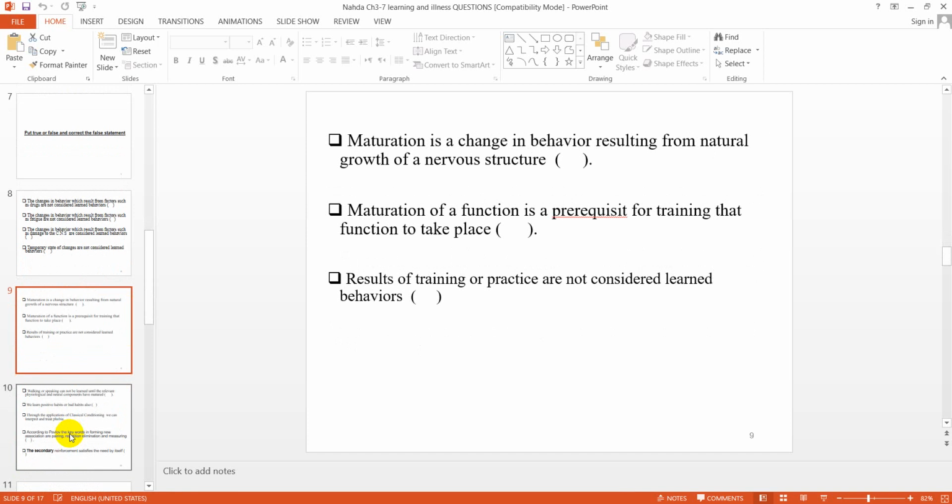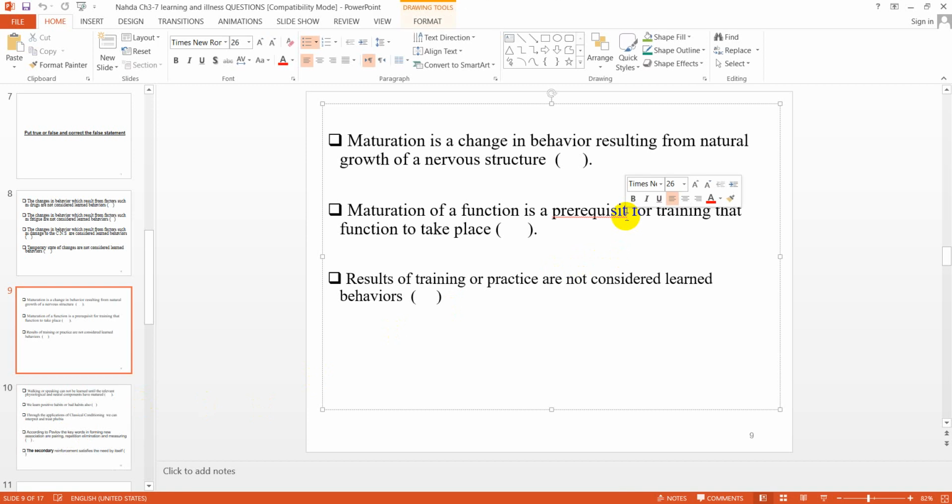Maturation is a change in behavior resulting from the natural growth of a nervous structure. Maturation of a function is a prerequisite for training that function to take place.